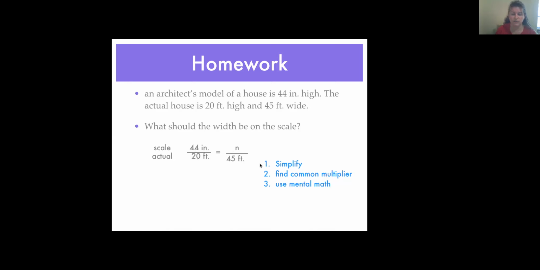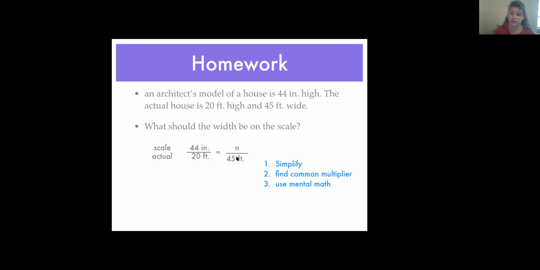And to find that, you're going to simplify. I didn't simplify. You can, but I found that it's just an extra step. All I did was take 20 times what equals 45. In order to find that, you divide 45 divided by 20, and your answer should be your common multiplier. Should be 2.25. So then you take that and you multiply it times your 44 inches. 44 inches times 2.25 should give you your unknown number in inches.